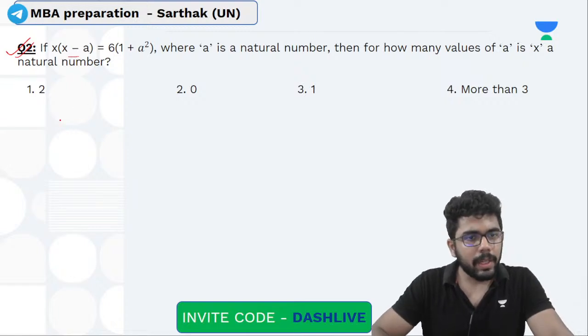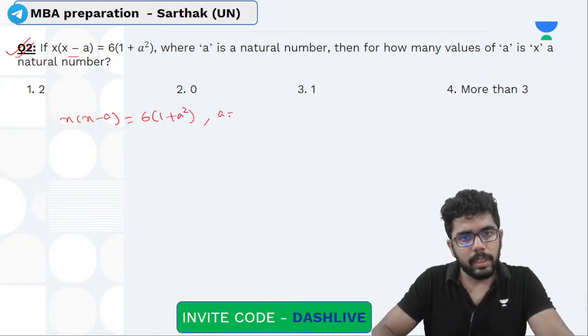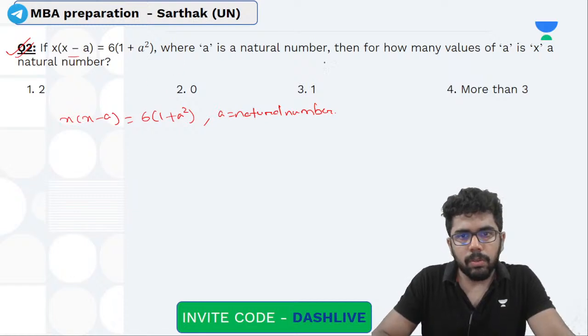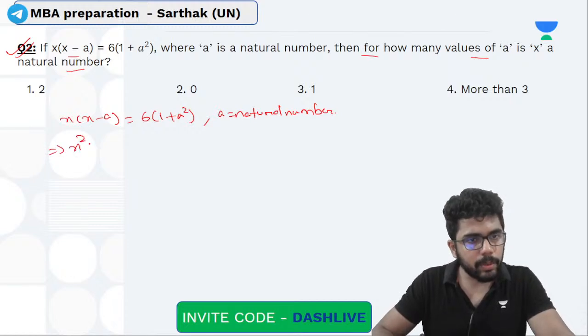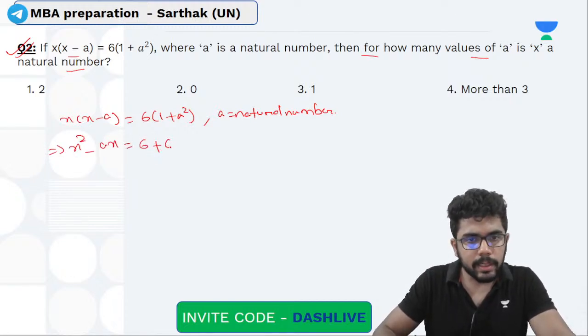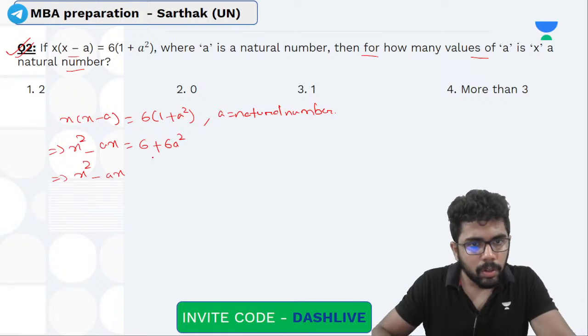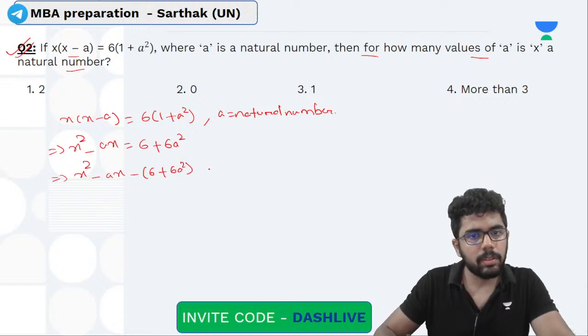Look here: if x into x minus a is 6 whole into 1 plus a square, and a is given as a natural number, then for how many values of a is x a natural number? So here x square minus ax, let's open this up. It is 6 plus 6a square, or I get x square minus ax, and then you can bring it to this side, minus 6 plus 6a square. This is equal to 0.